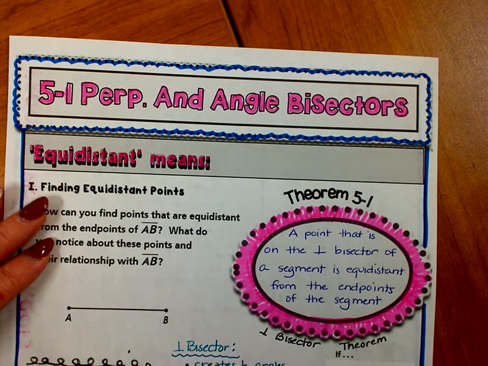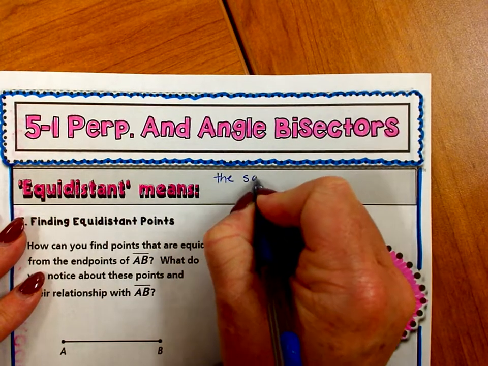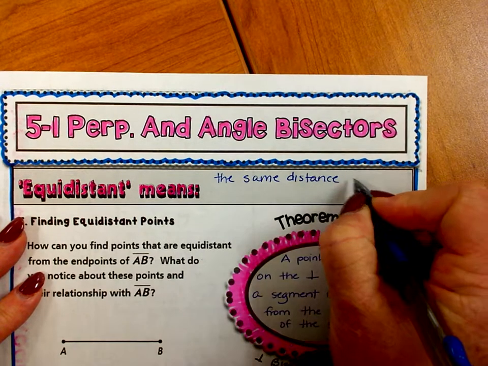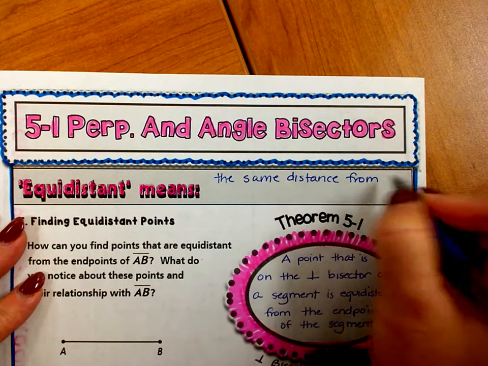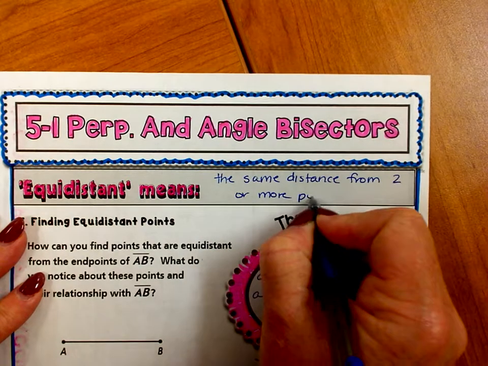Equidistant means the same distance from two or more points.